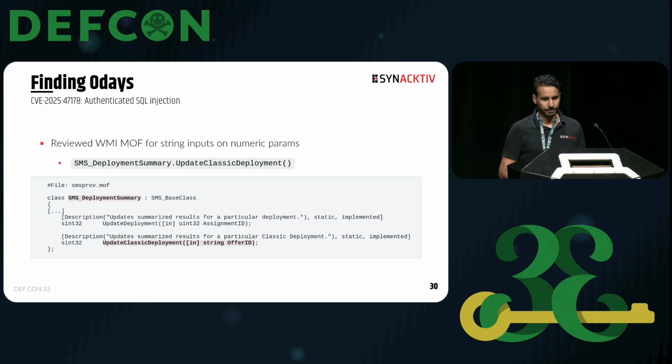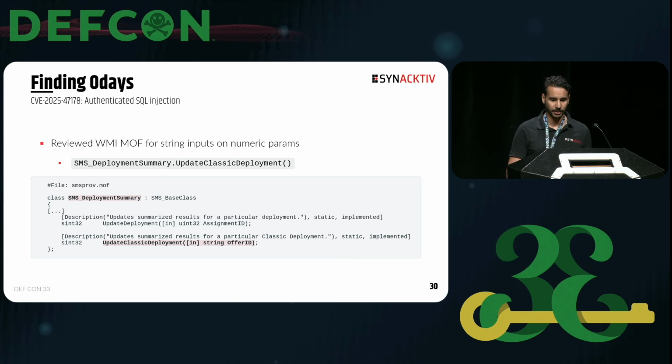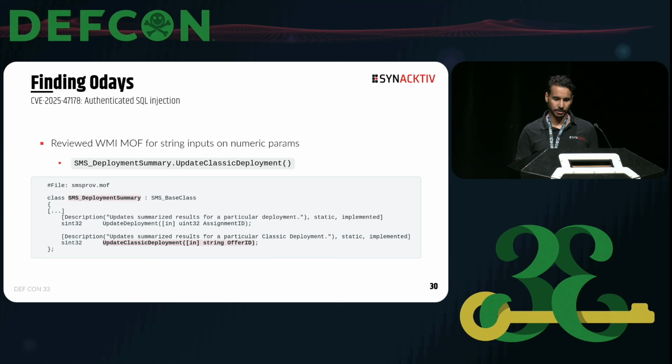So to discover this bug, I reviewed the MOF file for the SMS provider namespace. I looked mostly for patterns where methods had parameters that appear numeric, but are defined as strings on the WMI side. This mismatch between the expected type and the one defined in WMI enables potential injection. Thus I identified the method UpdateClassicDeployment as a good candidate, as its OfferID parameter seems numeric, but it's defined as a string in the WMI MOF. You have its definition here in the snippet.